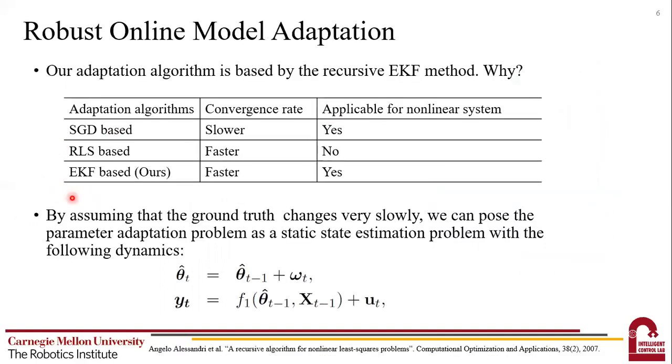Our base algorithm is inspired by the recursive EKF method. The extended Kalman filter is one of the best methods for nonlinear parameter estimation, which is derived by linearizing the system equation at each time step and applying the Kalman filter to the linear system. The EKF approach has been demonstrated to be superior to the SGD-based approaches. By assuming that the ground truth changes very slowly, we can pose the parameter adaptation problem as a state estimation problem. We can apply the EKF approach to adapt the model parameter.